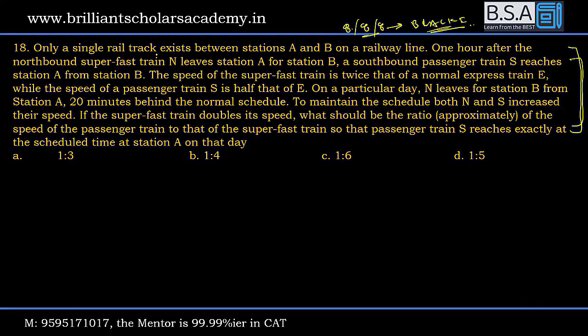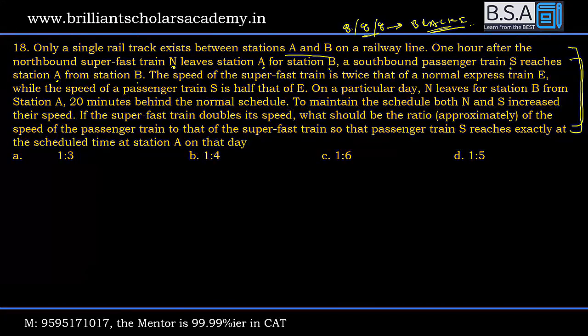On a single rail track between stations A and B on a railway line, 1 hour after the northbound superfast train N leaves station A for B, a southbound passenger train S reaches station A from B. The speed of the superfast train is twice that of the normal express train E, while the speed of passenger train S is half of E.